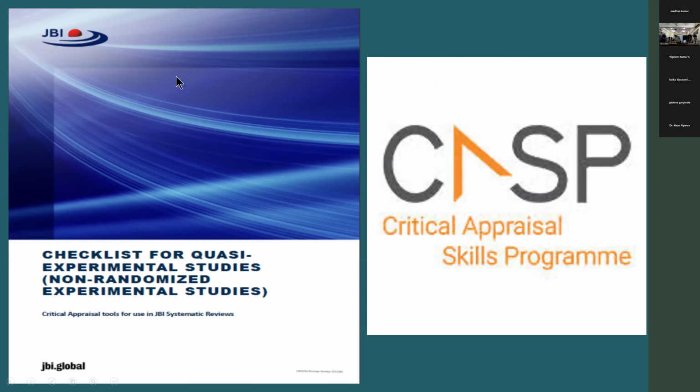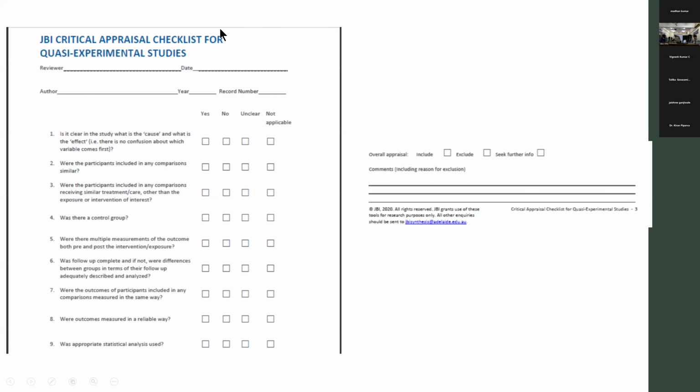Today we will look at another checklist, which is a JBI checklist, to look at the internal validity, and we'll use CASP for the results and the external validity. This is how the checklist looks. There are 9 items. For each, you can answer as yes, no, unclear, or not applicable. At the end of your appraisal, we can decide whether to include the study, exclude it, or seek further information.